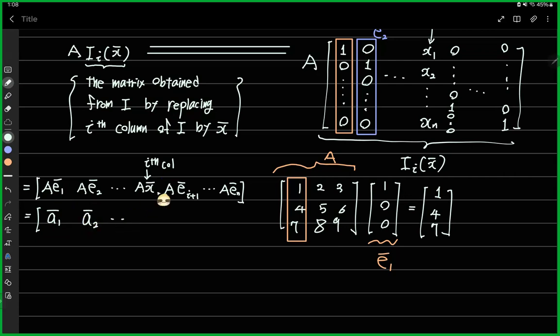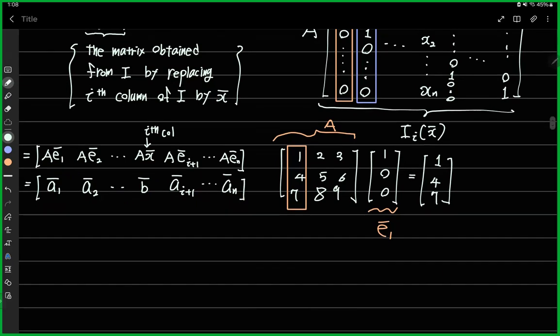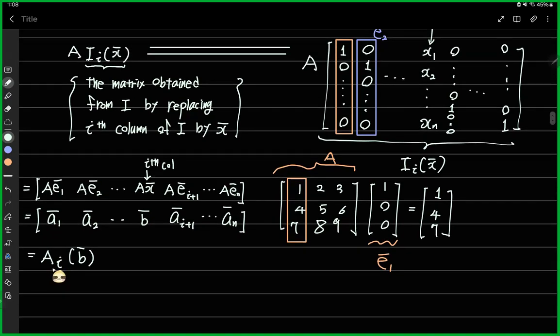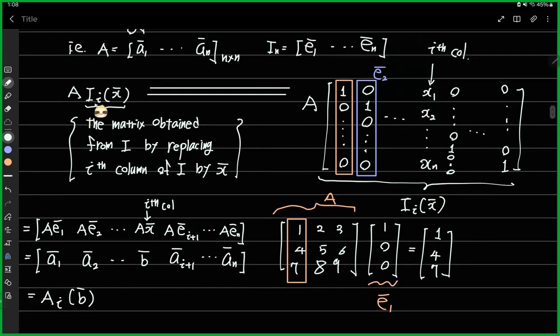And then the ith column, A times x bar, is what? That's B, right? And then this is A sub I plus 1 through A sub N. So this is equal to what? A sub I of B. Right. So which means that we can rewrite this matrix, obtained by replacing the ith column of matrix A by B, as A times I sub I of x. Right. Okay. So we start from this.